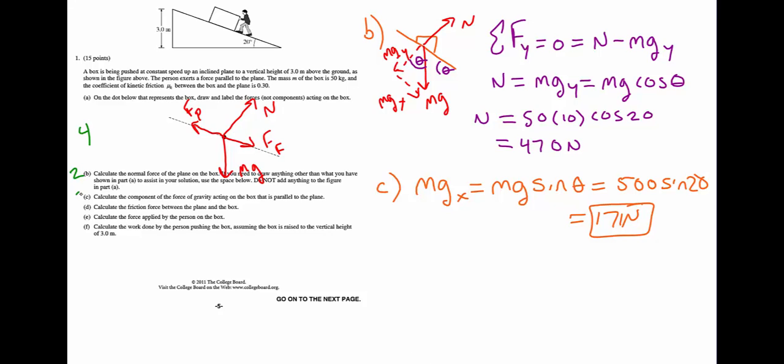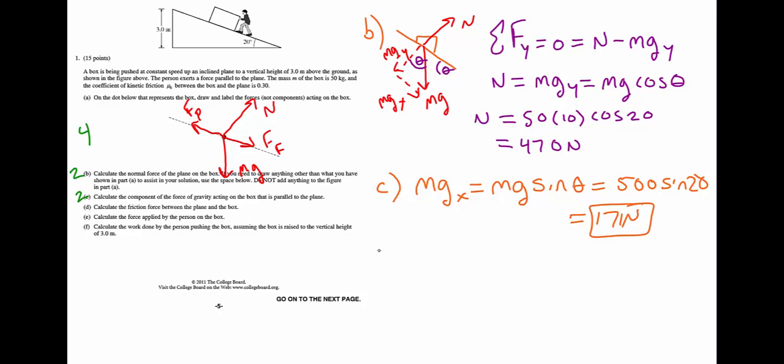And now on to D. For D, we'd like to calculate the friction force between the plane and the box. Now at this point, we don't know all of our X forces. We have the pushing force, the parallel component of gravity, and that friction force. So I can't just look at my dynamic setup. What I'm going to have to do is utilize my force of friction equation.